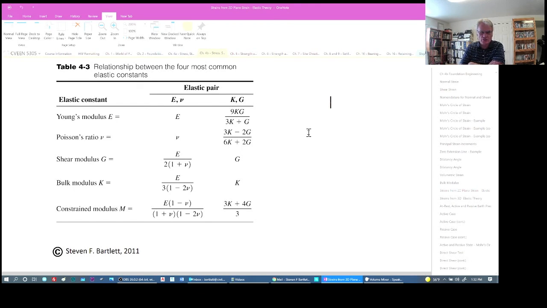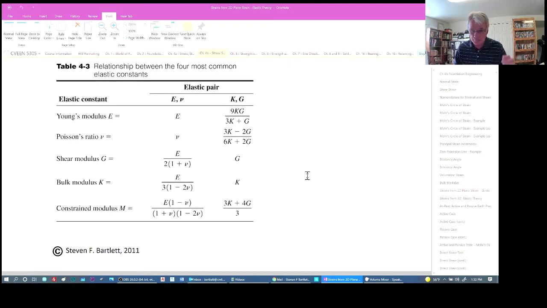There's shear modulus in terms of Young's modulus, bulk modulus in terms of Young's modulus and Poisson's ratio, and the constrained modulus also. The constrained modulus and shear modulus haven't been defined. I could write the simple versions of that. Let's just take a second to do that.